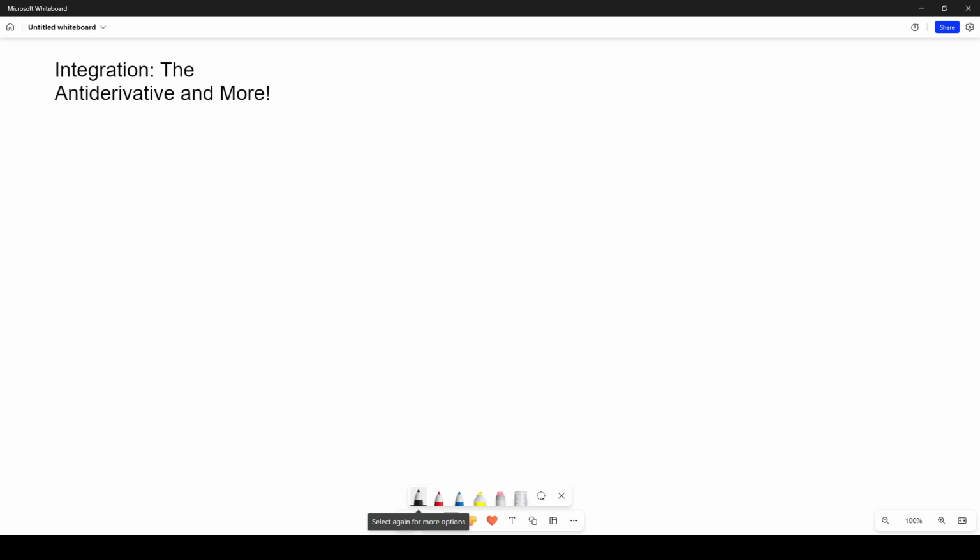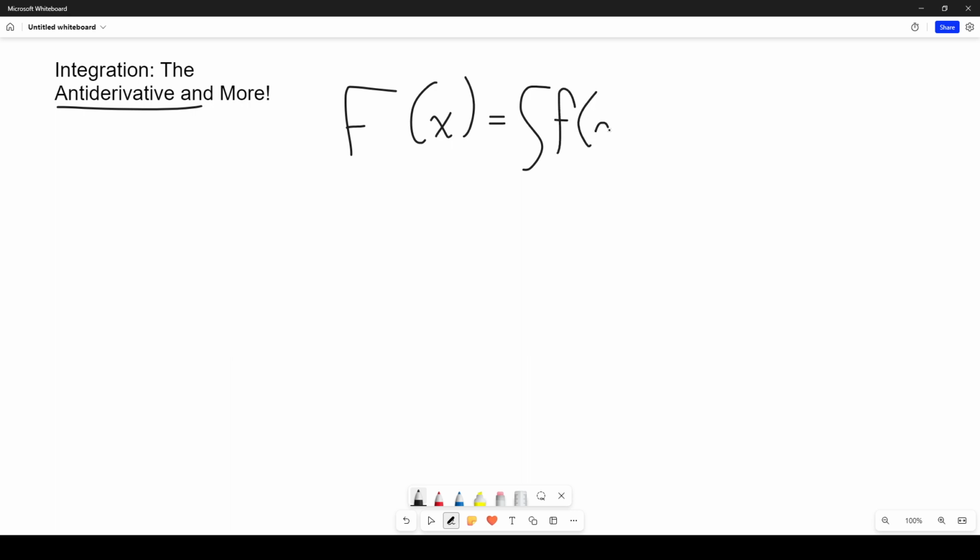Hey everyone, so today we're going to do a quick review of integration, which is going to be integral to understanding the rest of Calculus 2. So integration is usually defined as the antiderivative. Let's go over what that means. We say some function capital F of x is equal to the integral of f of x dx.